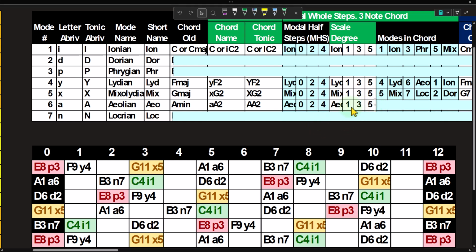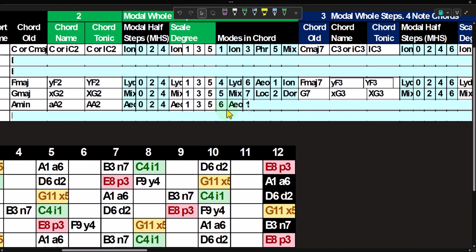I don't want to do that because it should be the 6. But if we make it the 1, then it would be 1, 3, 5. It's all off by 1, right? So now it's 1 plus 2 modal half steps plus 2 modal half steps. So I'd like to keep this as the 6, though. Hopefully I said the 6. I might still be on the 5. I was doing the Mixolydian before. I'd like to keep it the 6, not the 1.